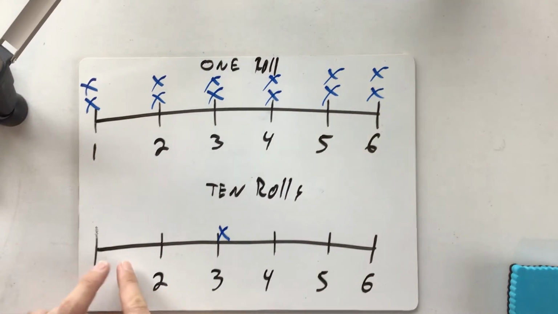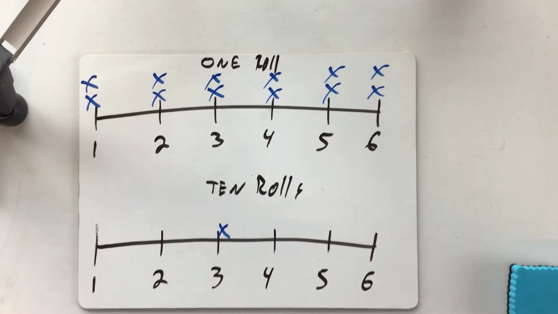And even something like a 1.5 would be extremely unusual, because that means you rolled it 10 times and you got a total of 15. That means you mostly got 1s and 2s. You probably didn't get any big numbers like 6s and things like that. So even a number like 1.5 would be unusual.